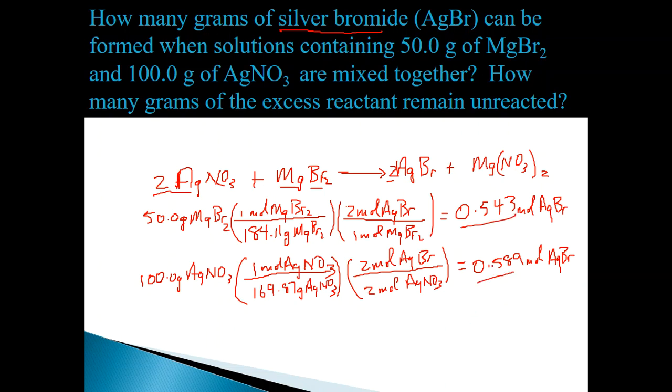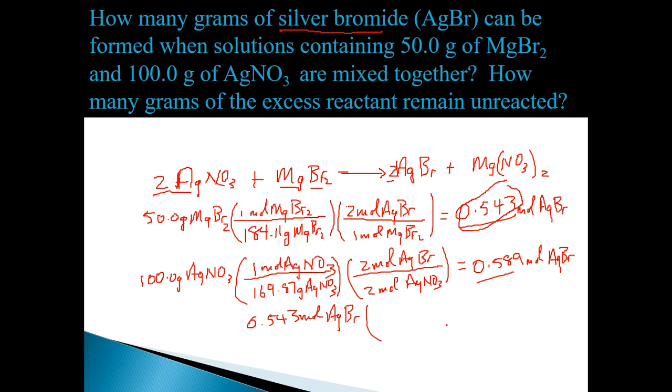Okay, so those are the moles of the same product based on the two reactants, and you compare these two, and the one that is lower would be this one right here, the 0.543 moles of silver bromide. So therefore I would take that and convert that to grams, basically 0.543 moles of AgBr.